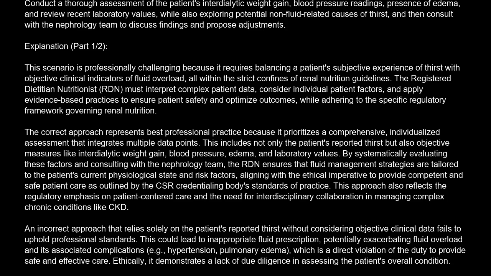The correct answer is B. Conduct a thorough assessment of the patient's interdialytic weight gain, blood pressure readings, presence of edema, and review recent laboratory values, while also exploring potential non-fluid-related causes of thirst, and then consult with the nephrology team to discuss findings and propose adjustments. Explanation: this scenario is professionally challenging because it requires balancing a patient's subjective experience of thirst with objective clinical indicators of fluid overload, all within the strict confines of renal nutrition guidelines.